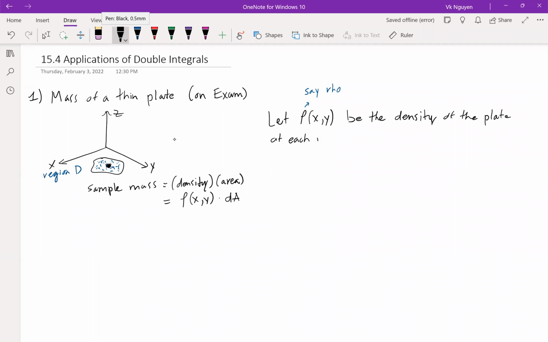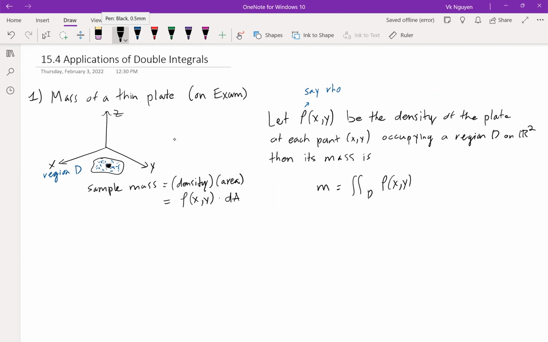At each point x, y occupying a region D on R2, then the mass m is equal to, well, we got to sum up all the sample mass there. Double integral over the region D, rho xy dA.